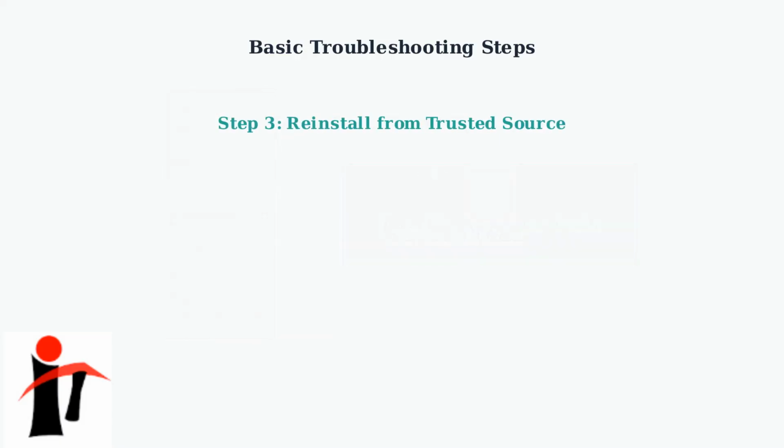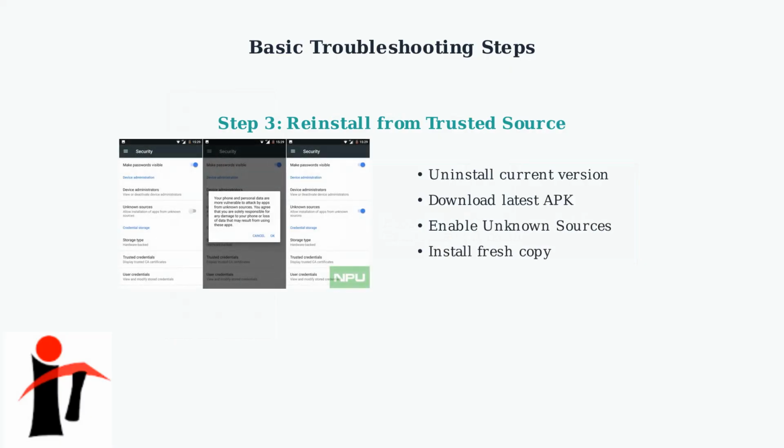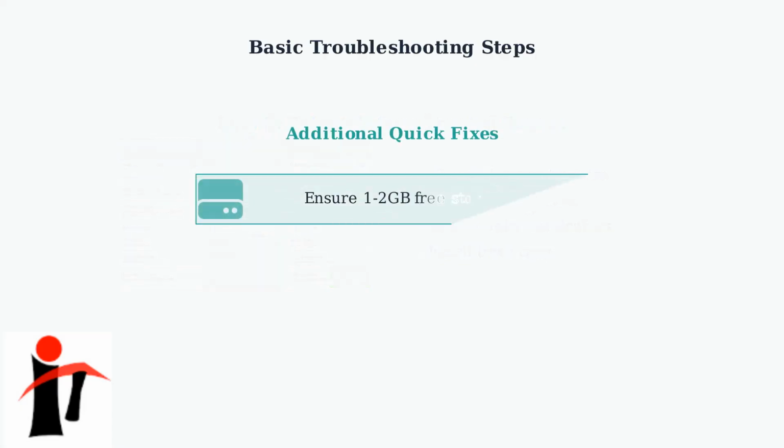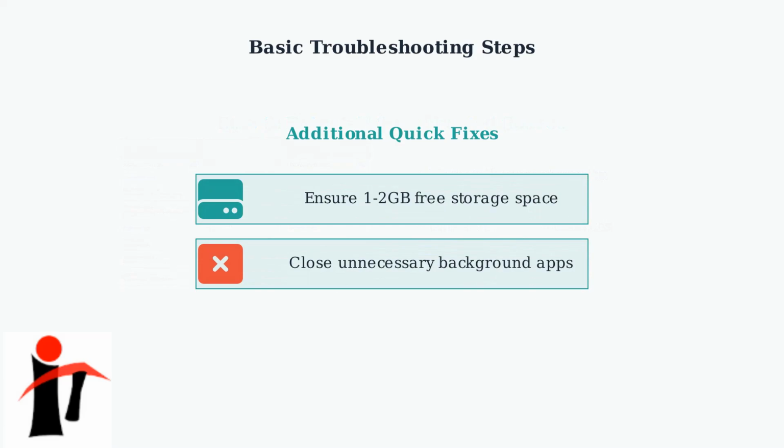If the problem persists, try reinstalling the app completely. Uninstall the current version, download the latest APK file from a trusted source, enable installation from unknown sources in your security settings, and install the fresh copy. Finally, ensure your device has at least 1 to 2 gigabytes of free storage space, and close any unnecessary background applications to free up memory resources. These simple steps resolve most BTV restart issues.